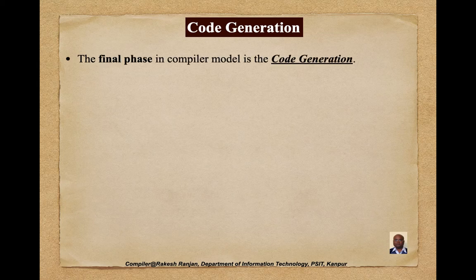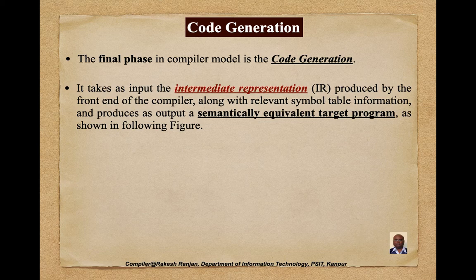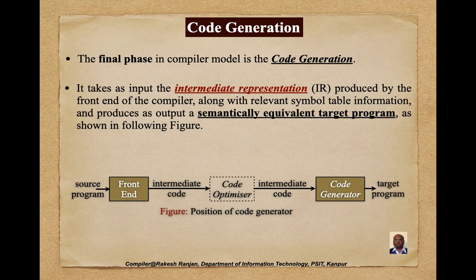Code generation is the final phase, and it takes the intermediate representation as input and provides the corresponding target program. You can see in the diagram, we have the front end with the source program as input, and intermediate code. In the middle there is also a code optimizer, which we will talk about. The intermediate code is given as input to the code generator, which provides the target program.